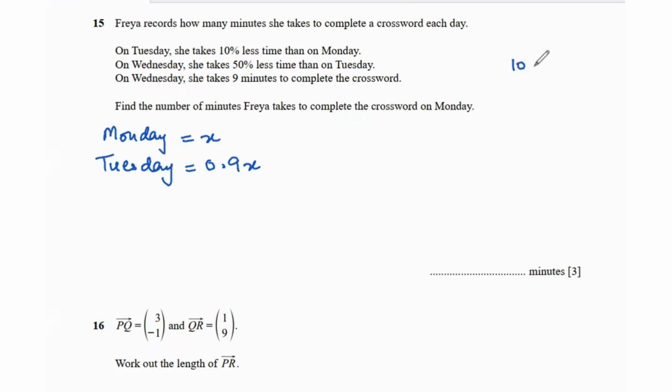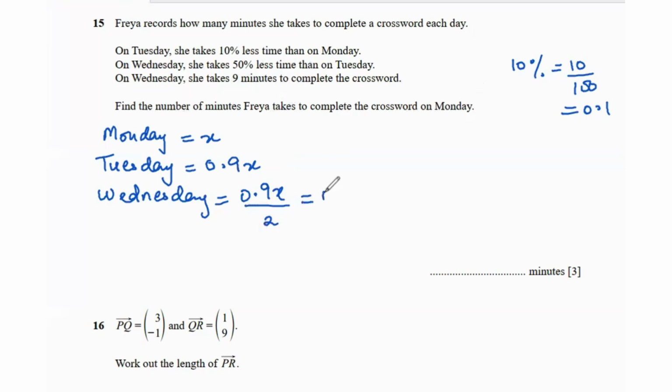Because 10% is basically 10 over 100, which is 0.1. 0.1x minus x is going to be 0.9x. Then on Wednesday, she's taking 50% less than on Tuesday. So 0.9x divided by 2, that's 0.5x. 50% less means half of the time.